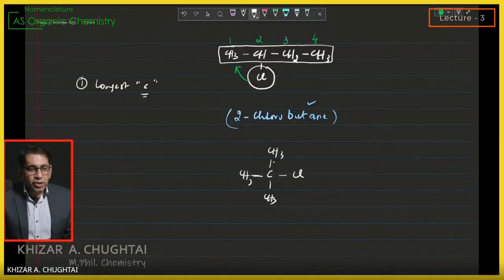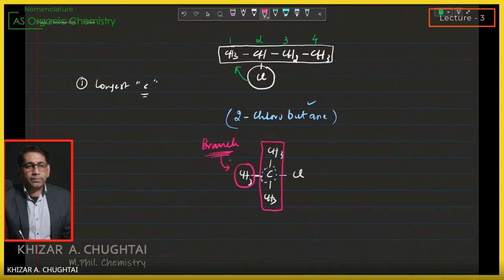In this case, there are basically 3 methyl groups over here and 1 Cl over here. Once again, you will select the longest chain. And this carbon must be part of the longest chain. So let me know which one is the longest chain. This one is the longest chain. And this time, this CH3 group is acting as a branch, and this is the functional group.